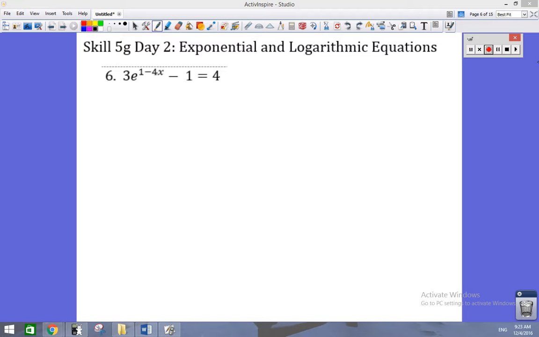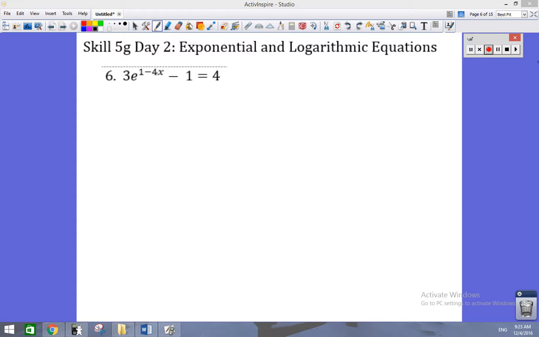Let's take a look. We're looking at skill packet 5, exponential and logarithmic functions, and in skill 5G we're solving equations, and here in problem number 6 we have an exponential equation. We want to solve it. We're going to have to know our properties of logarithms and the definition of logarithms to do these problems. On the left hand side I see two terms.